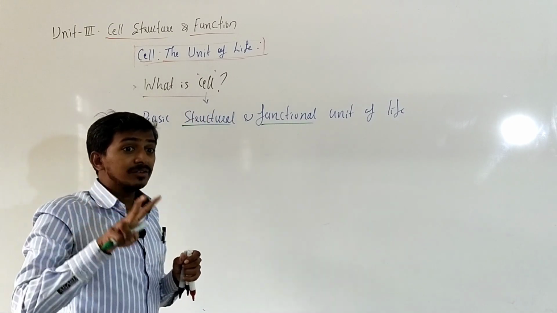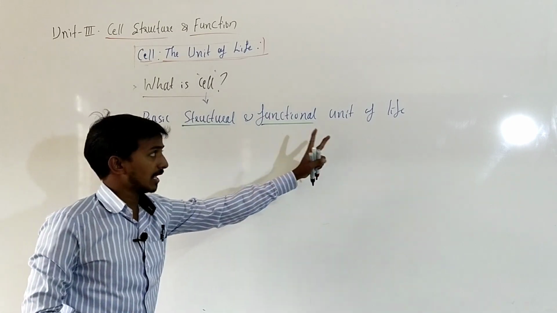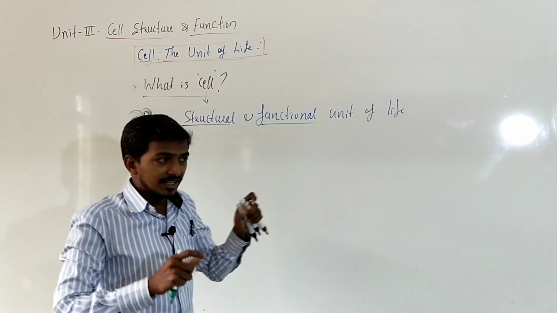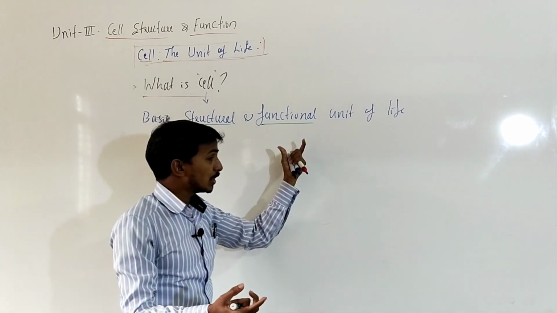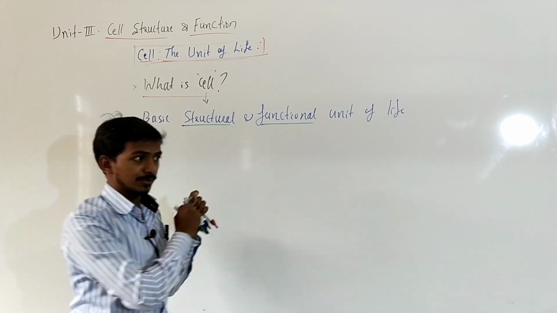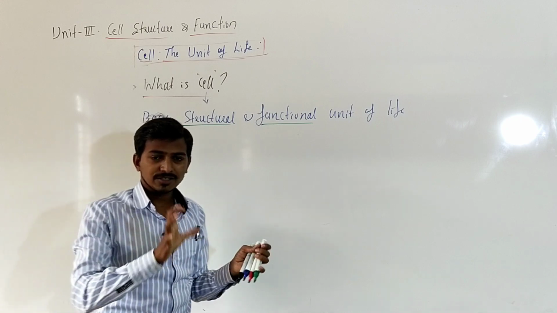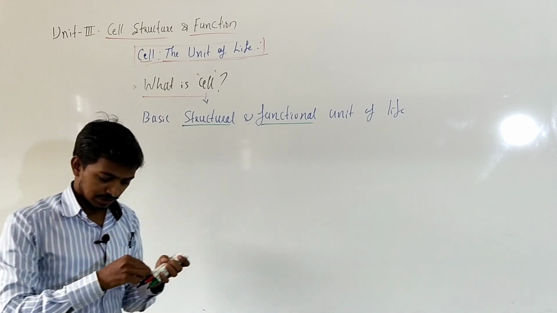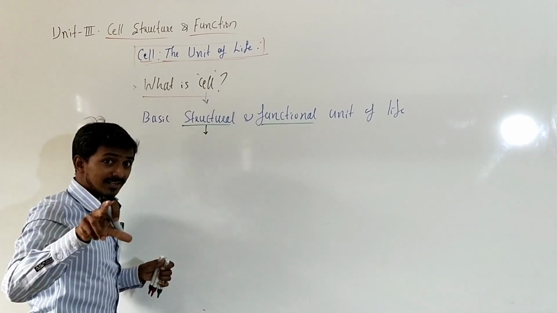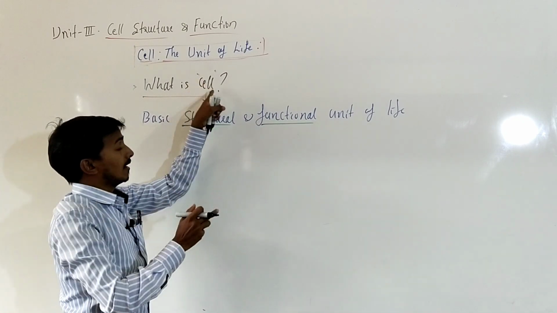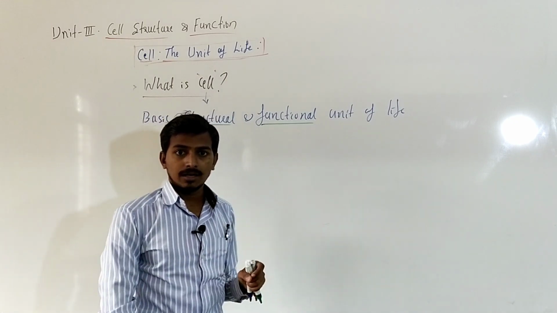Here we have two main terms to understand, structural as well as functional unit of life, living organisms. Let us understand why the cell is called structural unit, why the cell is called functional unit. Any organism must have a structure. Here, the structure of every organism is made up of the cell.